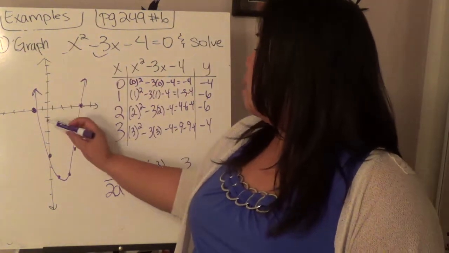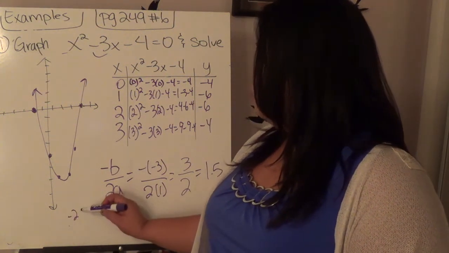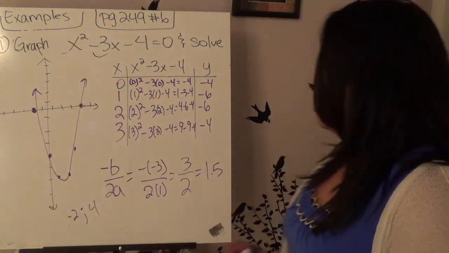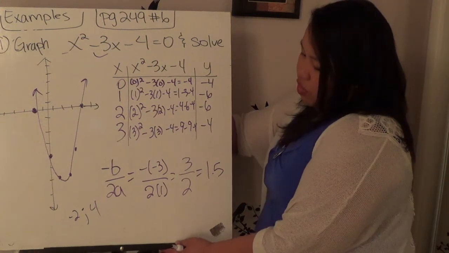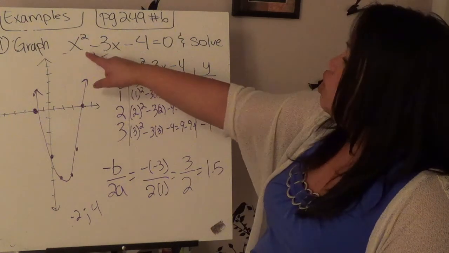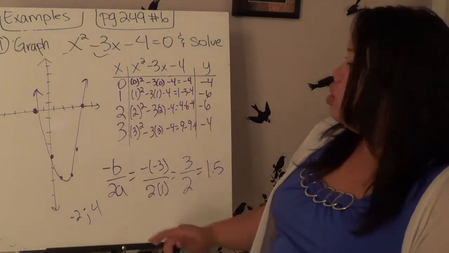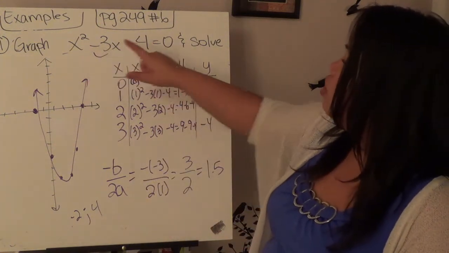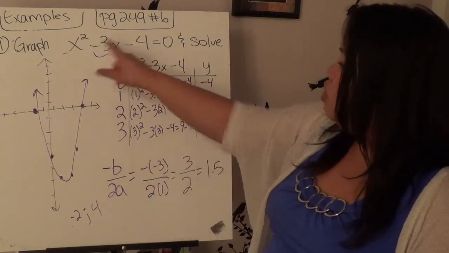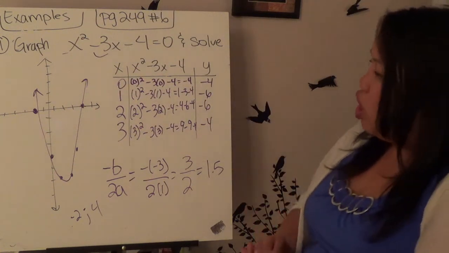So it should be negative 2 and 4. My two answers are negative 2 and 4. What that means is, if I plug in negative 2 or 4 for the x's, it should give me 0. That's what my solutions mean. If I plug in negative 2 and 4 into my x's, not together, at different times, negative 2, I should get a 0. 4, I should get a 0. That's what the solutions are looking for.